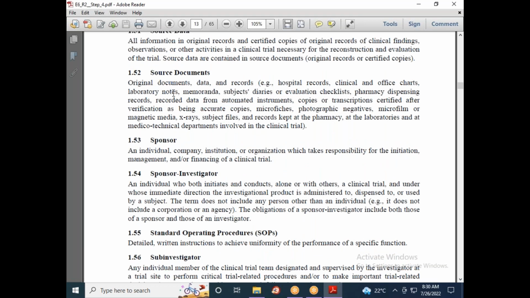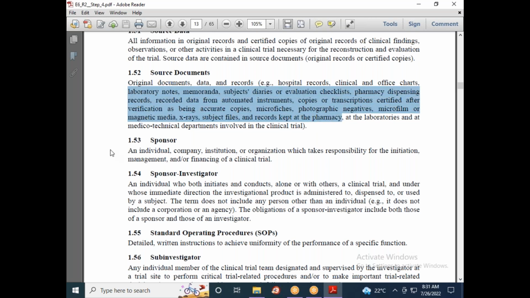Source documents, you can see, are laboratory notes, hospital records, clinical and office charts, subject diaries, evaluation checklists, pharmacy dispensing records, recorded data from automated instruments, copies or transcriptions certified after verification as accurate copies, microfiches, photographic negatives. These are all your source documents.